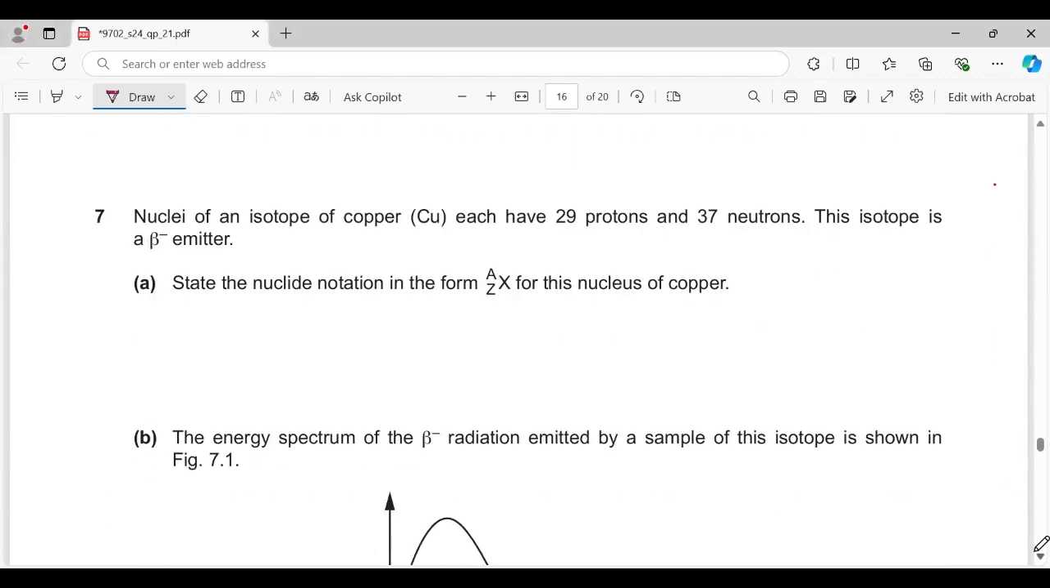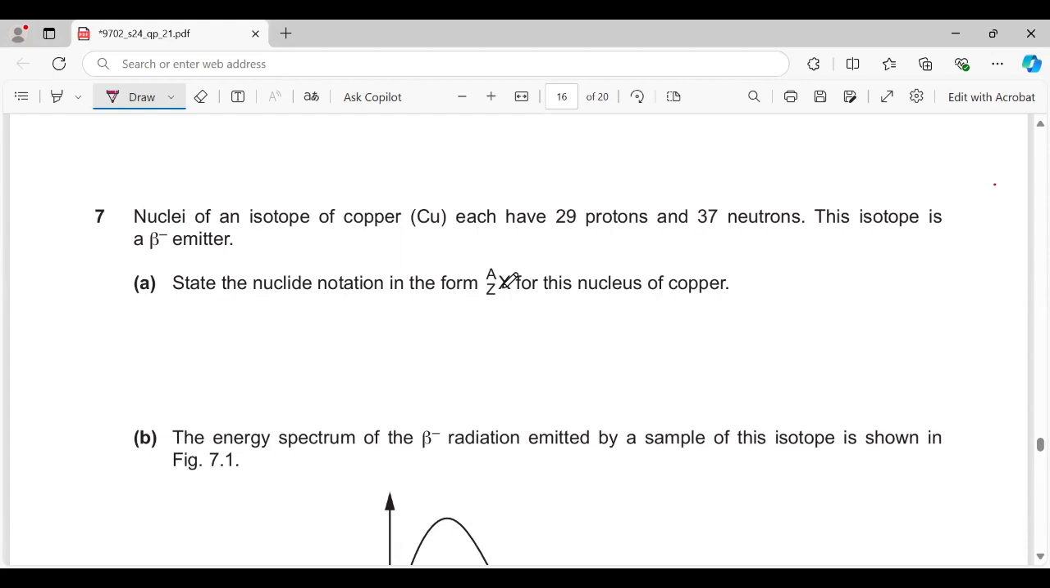Number 7. Nuclei of an isotope of copper each have 29 protons and 37 neutrons. This isotope is a beta minus, beta negative emitter. State the nuclide notation in this form.